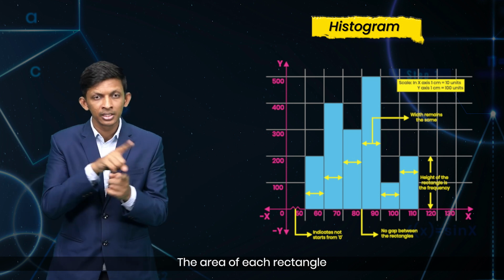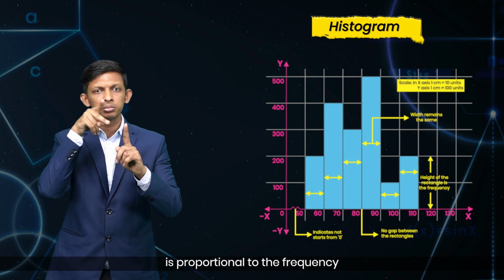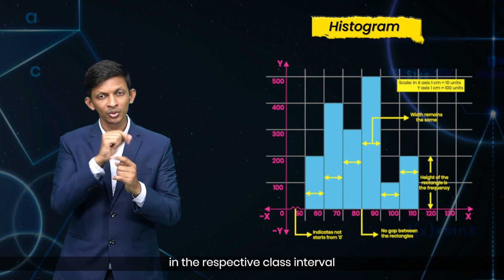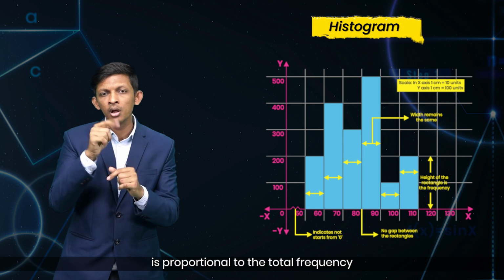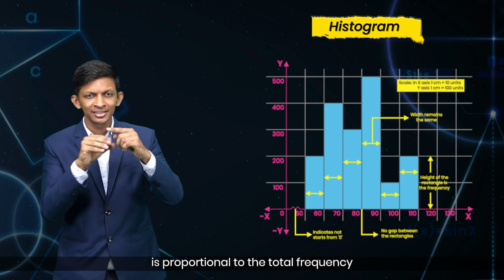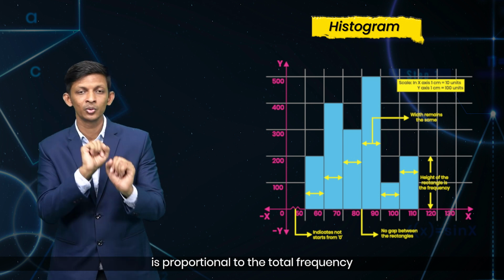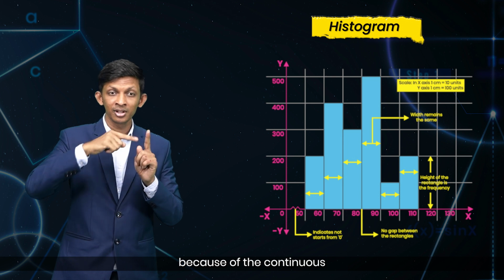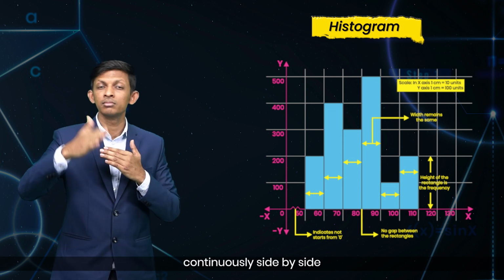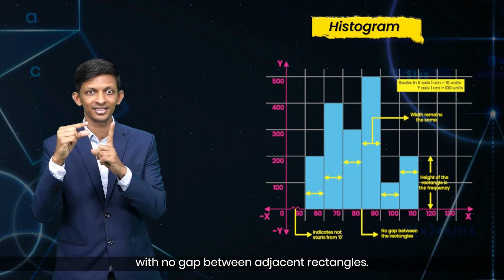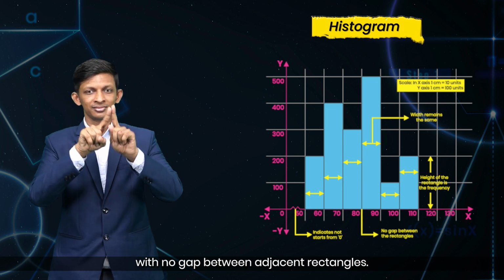The area of each rectangle is proportional to the frequency in the respective class interval, and the total area of the histogram is proportional to the total frequency. Because of the continuous frequency distribution, the rectangles are placed continuously side by side with no gap between adjacent rectangles.